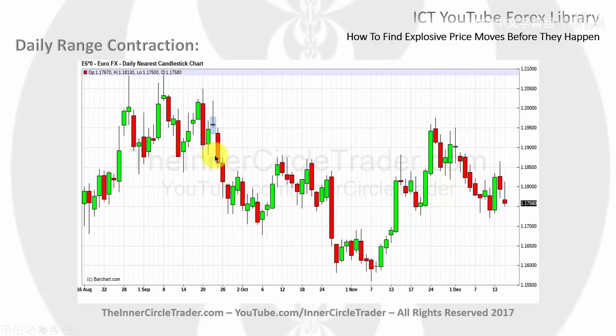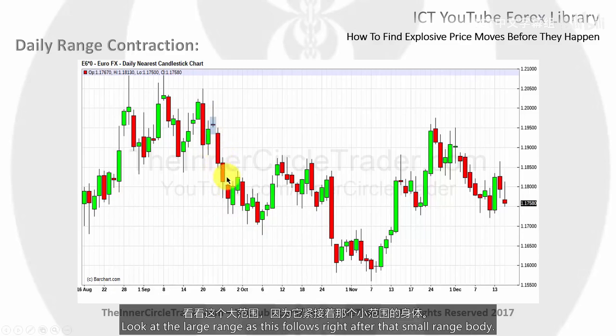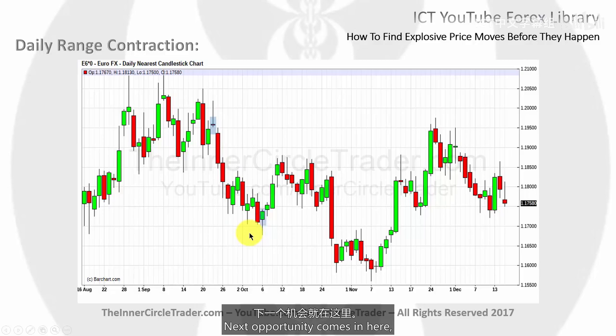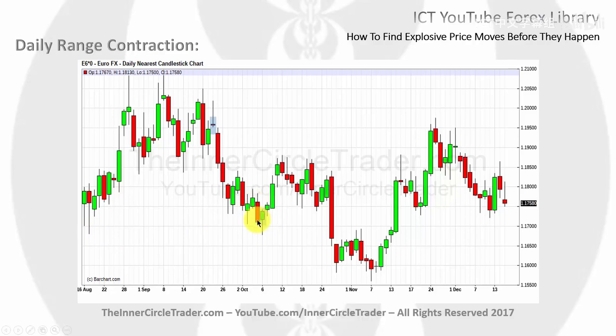So we have several days of down movement. Look at the large ranges. This follows right after that small range body. Next opportunity comes in here. Price trades down to an old low. Price gives a big range down, and then we have a small range day here.